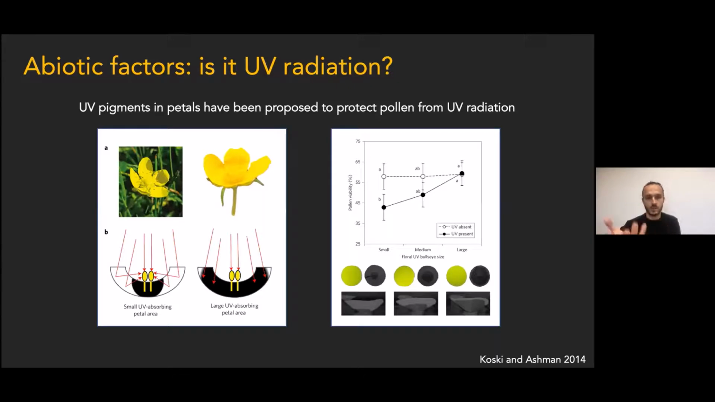So the flowers of Argentina anomala are cup-shaped. And so the idea is that when you have large UV patterns, the UV radiation is not reflected onto the pollen, but is instead absorbed. So this protects the pollen. And it has been found, in fact, that in the presence of UV radiation, if you have larger UV patterns, pollen viability is increased. So this seems like it could be a very good explanation for the diversity that we find.